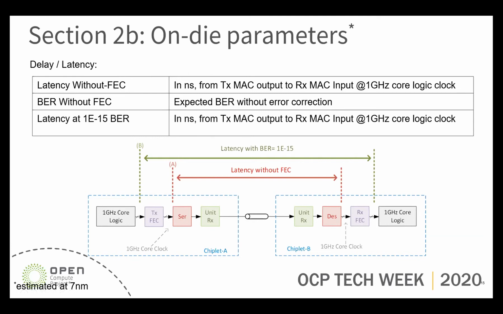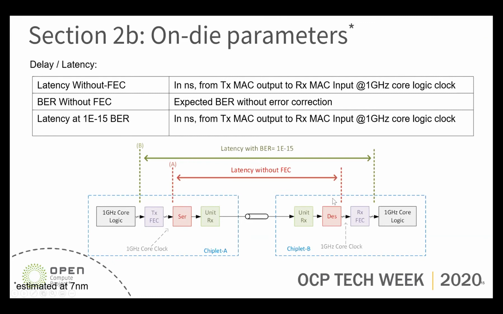Equalization and DFE, are they considered part of the FEC or are they considered in the serial in? They are considered as a part of the unit RX and TX. Okay, thank you. And then bit error rate without FEC is actually again measured from the beginning of the serializer to the end of the deserializer.